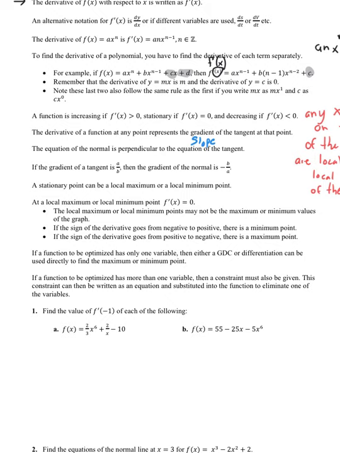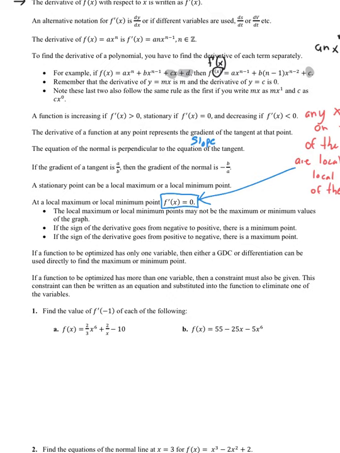So anything else about here? Let's see. A stationary point is a local max or min. And then we talked about how the local maximum is when the derivative equals 0. That's when it's crossing the x-axis. And it says the local maximum or minimum point may not be the maximum or minimum values of the graph. So it might not be the absolute max or min. That's what I mean by that point.